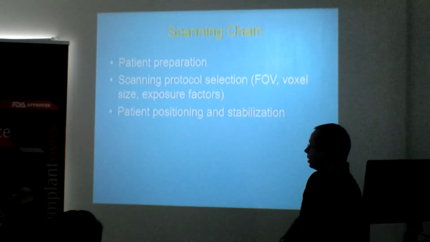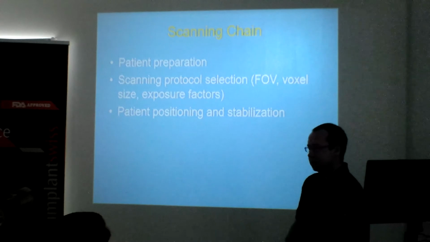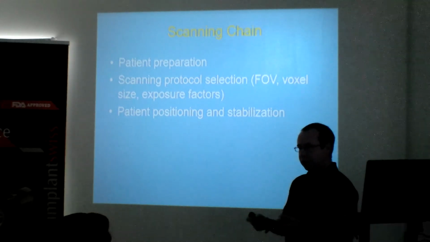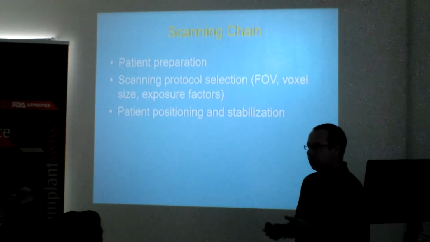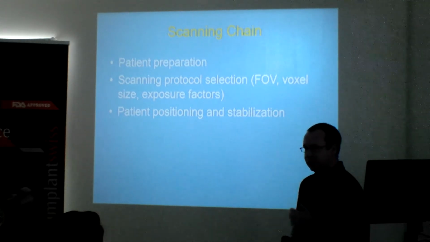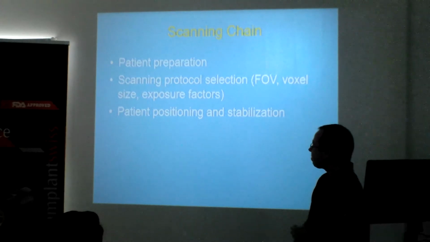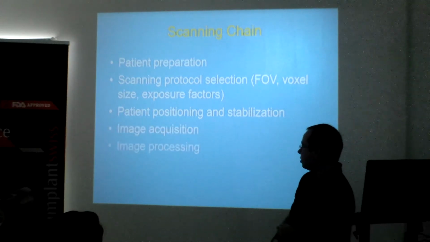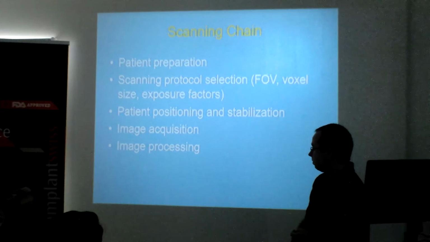We do patient positioning and stabilisation to make sure you minimise patient movement. One of the problems with cone beam CT is because you're taking one volume of data at one time. With medical CT, because it's made up of slices, if you get patient movement, it just impacts that one slice. With cone beam CT, because you have the cylinder of data, it affects that whole cylinder. We have image acquisition and then image processing.